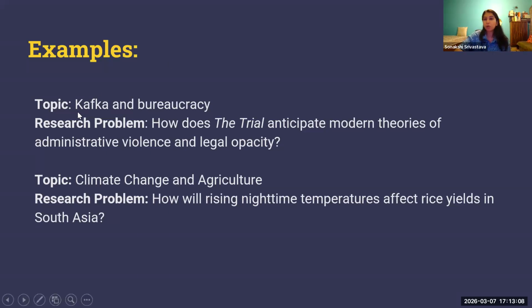So, here you know what is happening. The topic is broad, Kafka and bureaucracy. This cannot be a research problem. This cannot go in your introduction. What goes in your introduction is your research problem, which is specific. How does The Trial anticipate modern theories of administrative violence and legal opacity? So, this is one important distinction that you need to make as you start approaching your introduction.